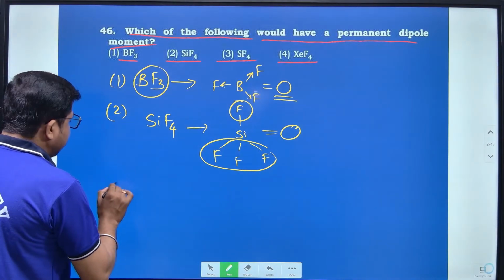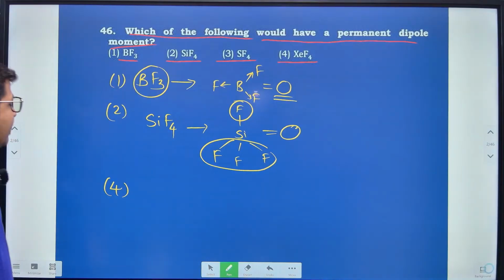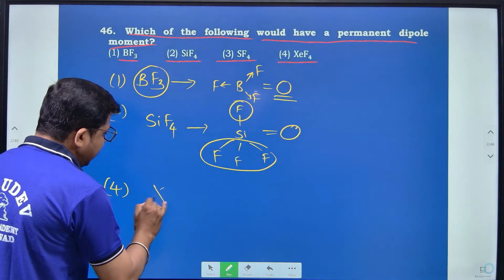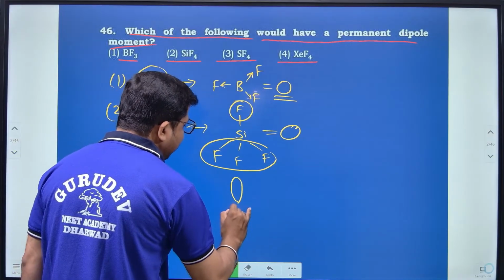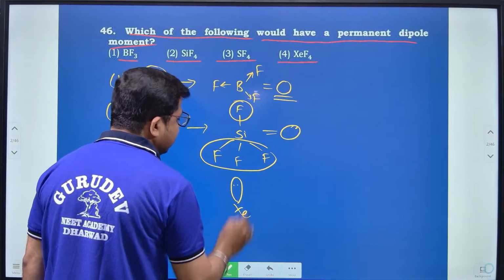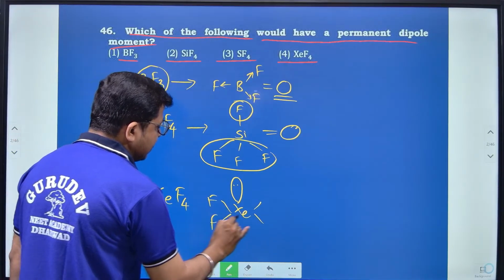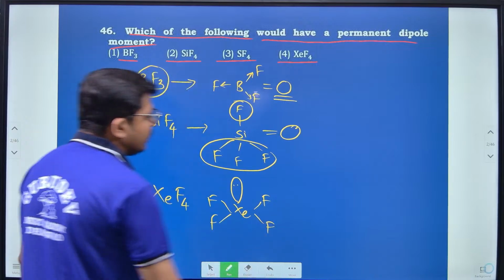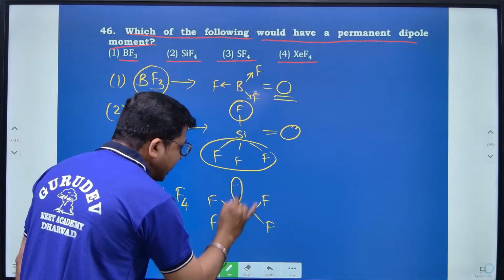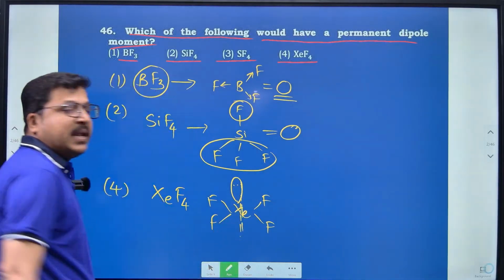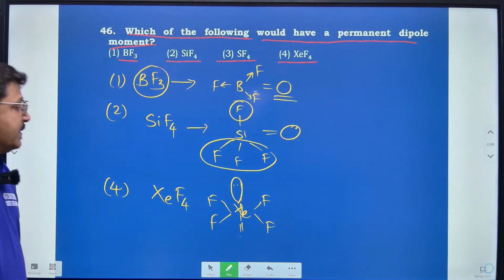I will directly go to option number 4, that is XeF4. Due to the presence of lone pairs of electrons on the xenon, the structure is square planar. XeF4 is square planar, and due to the plane of symmetry, the dipole moment of XeF4 is also 0.